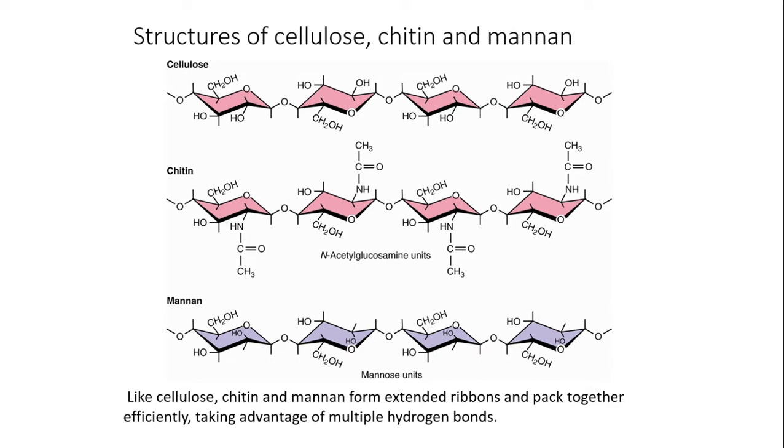This is just a comparison of the structures of cellulose, chitin, and mannan. Chitin, remember I said, is in the exoskeletons of crustaceans, and it contains glucosamine, or it has that derivative attached to the chain of saccharide units.